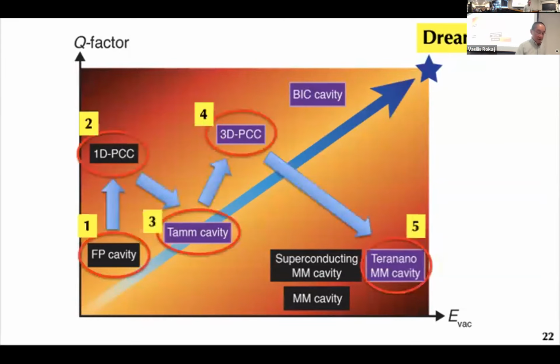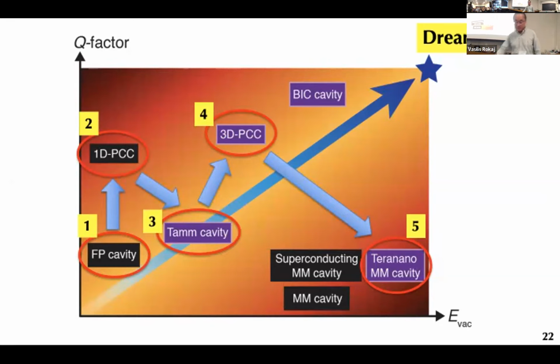For the rest of this talk, this is the outline. I want to guide you through our journey of cavity designing in terms of material cavity QED, starting from a simple Fabry-Perot cavity, going to a one-dimensional photonic crystal cavity, going to a compromise called the TAMP cavity, going to a three-dimensional photonic crystal cavity, finally going to a more metamaterial, the Terra Nano cavity, and eventually we will go here.